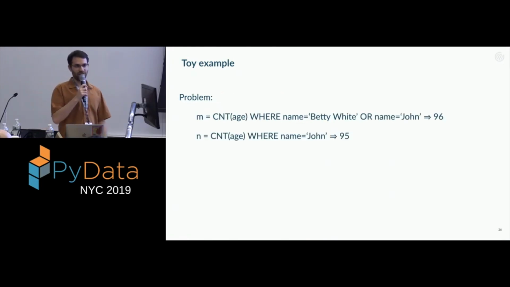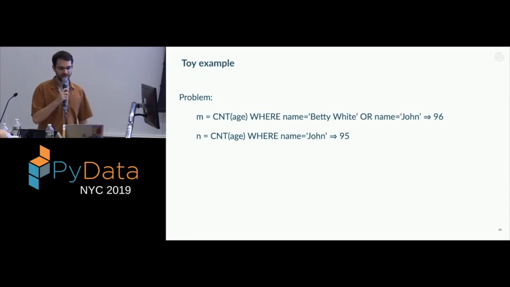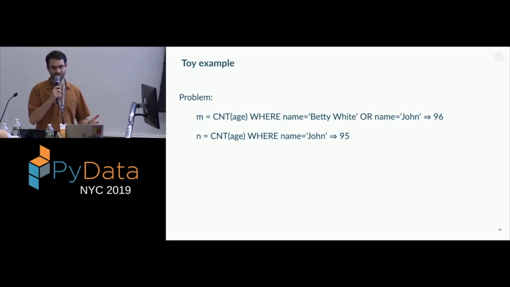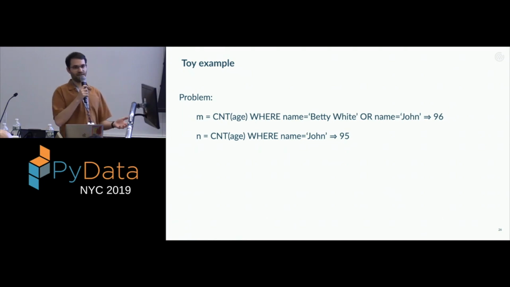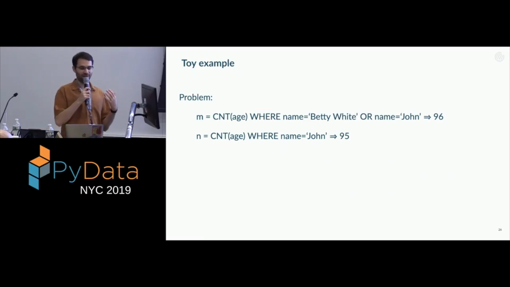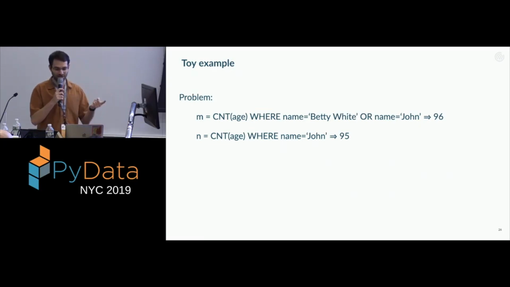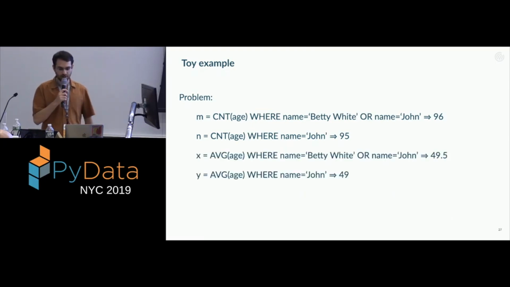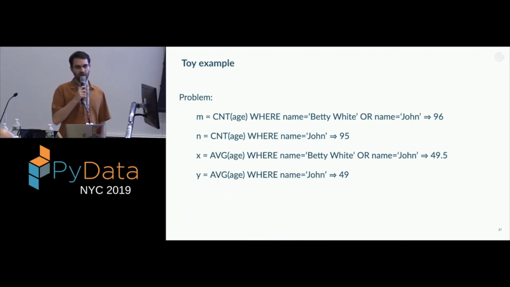So let's walk through an attack that will show that even this approach isn't quite going to be enough. So first we see how many people are named Betty White or John. And let's say in our data set there's 96 people who meet these conditions, right? That's more than 50. Great, we can take the average. And we ask how many people are named John. In our data set, that's going to be 95, because there's only one more person named Betty White. Also more than 50, so we can ask about the average. So now we query for the average age of these two groups, and we get that the average age of people named Betty White or John is 49.5, and the average age of people named John is 49.